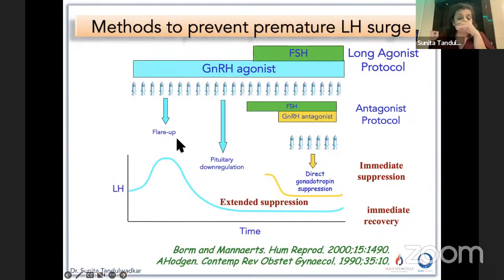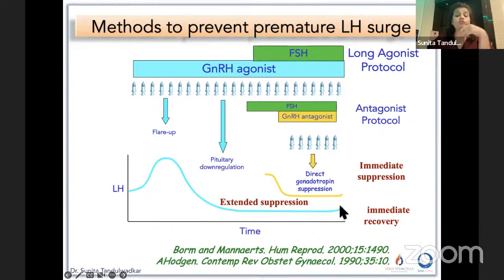So as I said, if you have decided beforehand, then you have to start from day 1 with a low dose of agonist, and you have to give FSH. It is because it gives a flare-up. This flare-up has happened before the patient gets the menses. And then when you add on FSH, continue this agonist, because afterwards it will cause an extended suppression.